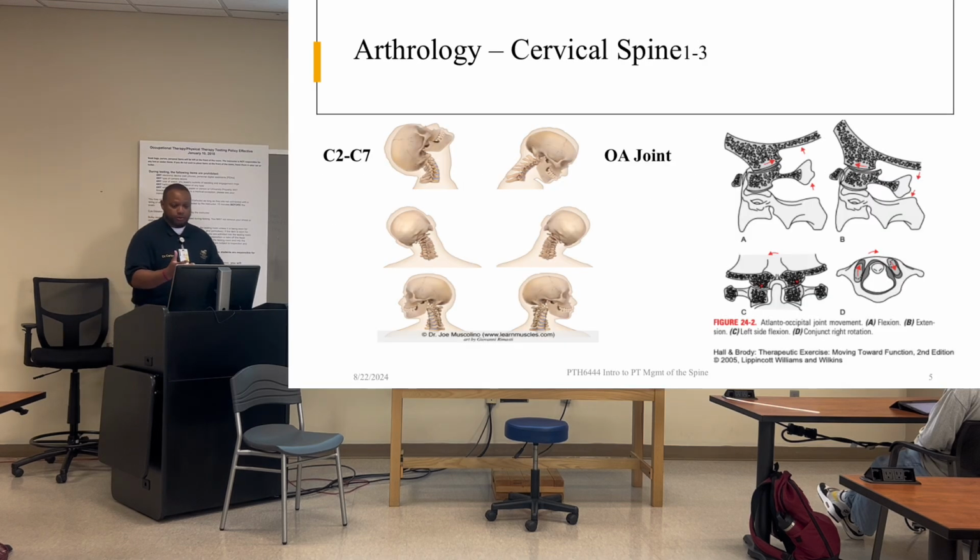All right, so again, here we go. We have C2 through C7. You have the OA joint, and this is just a diagram so that you all can go back and look at this. We have atlanto-occipital joint movement, being flexion, extension, side flexion, and conjunct rotation. In the cervical spine, with functional and non-functional movement, side bending and rotation occur in the same direction. Well, what is functional movement? What is non-functional movement? Typically with functional movements, we do not move solely in the cardinal planes. We move in diagonal patterns, okay?